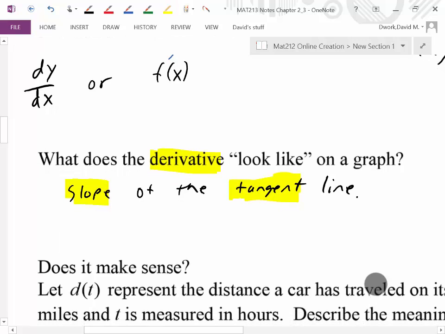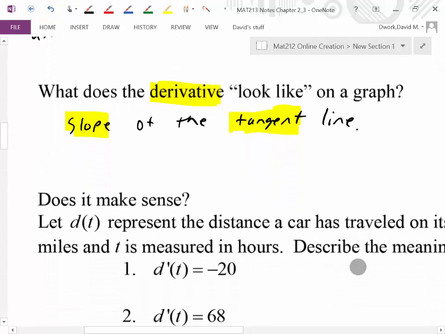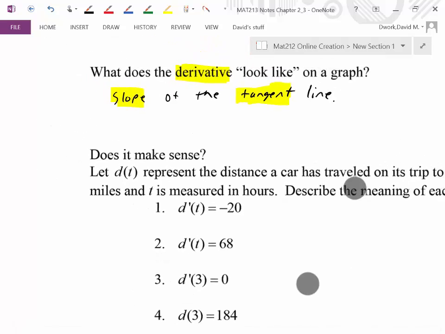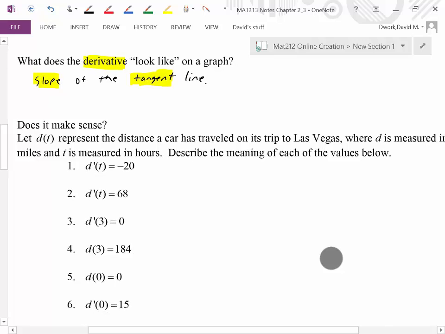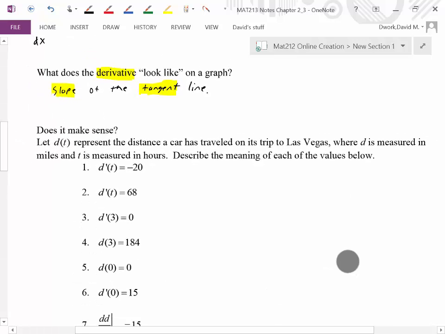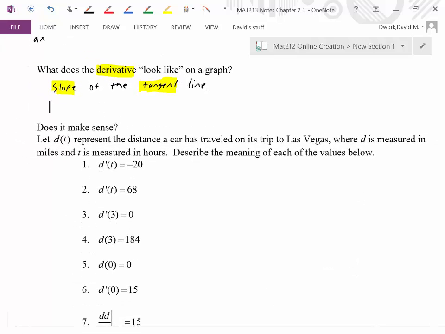Okay, so let's take a quick read here, and we're not going to actually calculate any derivatives right now. All we're going to do is see if we can take a context and make some meaning out of it. All right, so let d of t represent the distance a car has traveled on its trip to Las Vegas, where d is measured in miles and t is measured in hours. Describe the meaning of each of the following values.